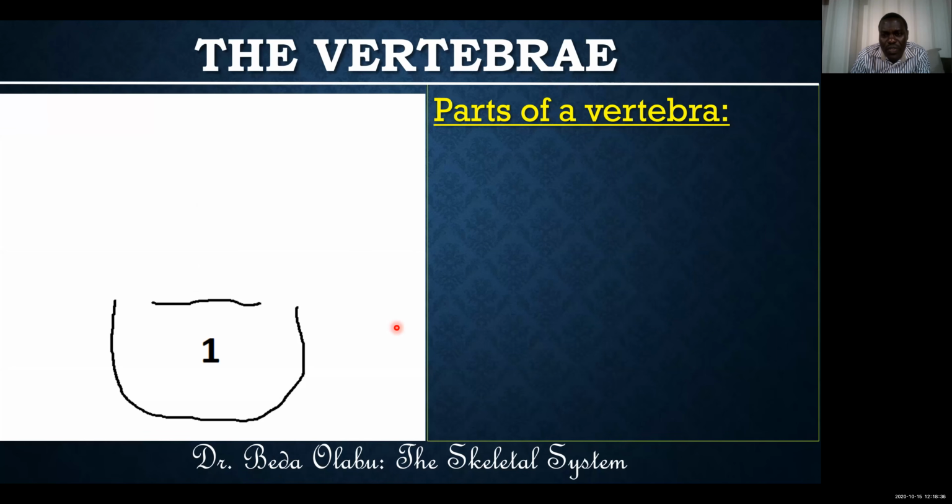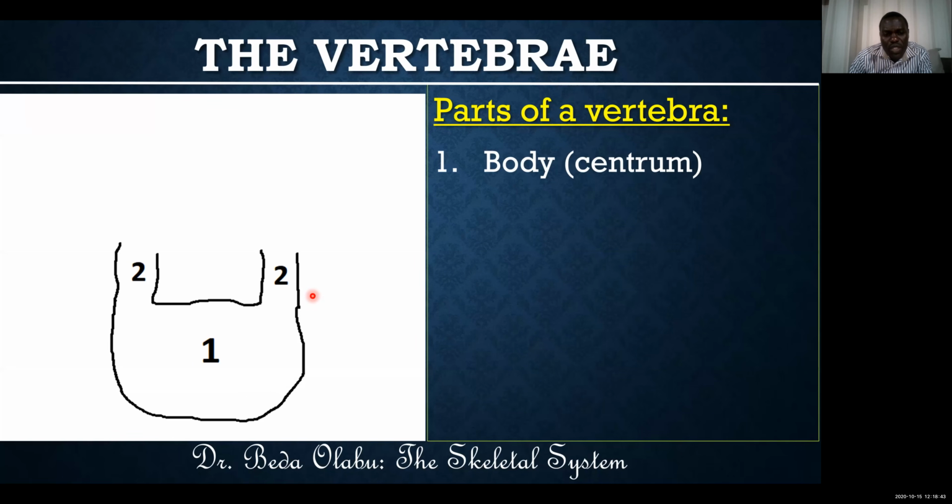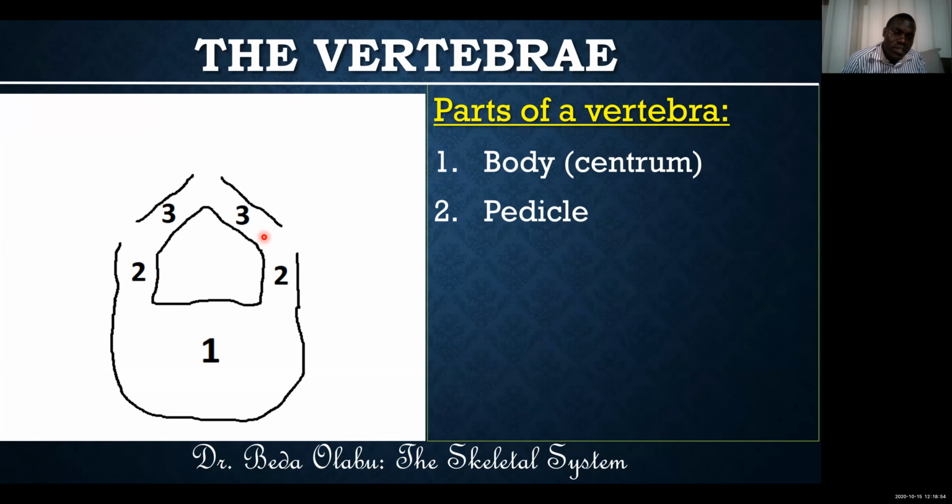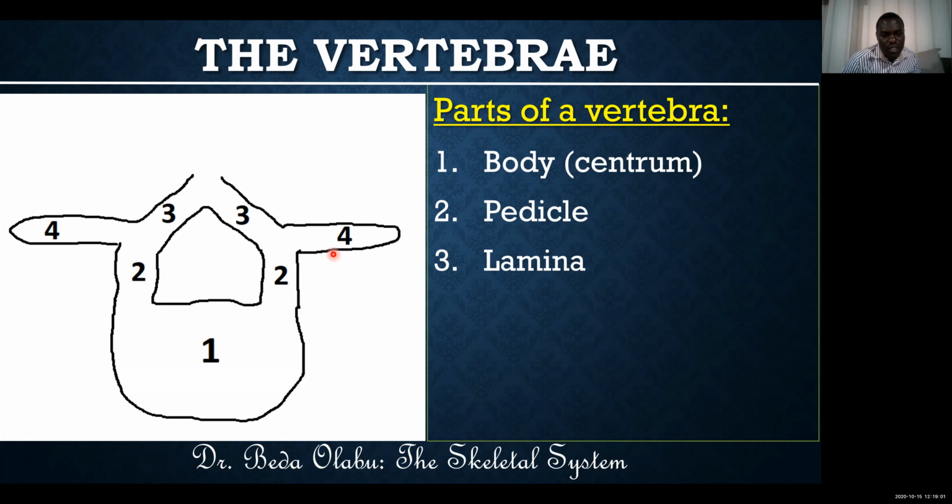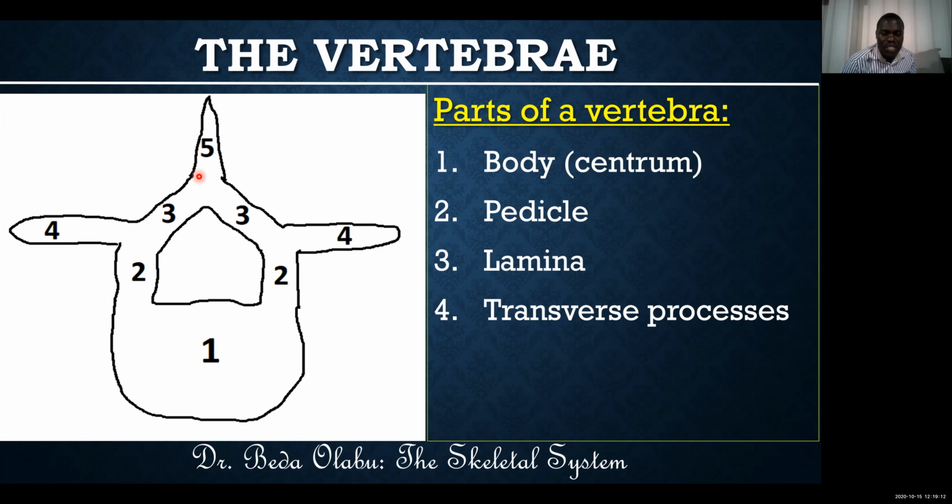Let's talk about parts of a vertebra. A vertebra has a body, which is also called the centrum. From the body, there are 2 elements that go posteriorly. We call those ones the pedicles. The pedicles also have some projections which go like that, which we call the lamina. The junction between lamina and the pedicle has this bony projection, which we call the transverse process. Where the 2 lamina meet is this projection, which we call the spinous process.